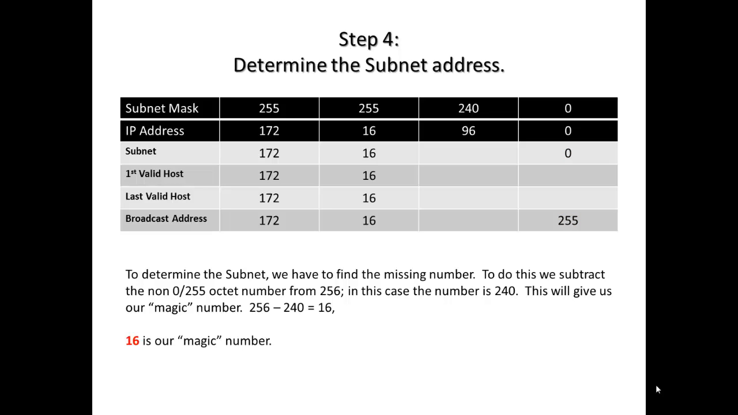What we're looking for now is the numbers to fill in the third octet. We focus on the subnet mask value of 240 in the third octet, and we have to find our magic number. To do this, we subtract 240 from 256. This gives us the number 16. 16 in this case is our magic number.